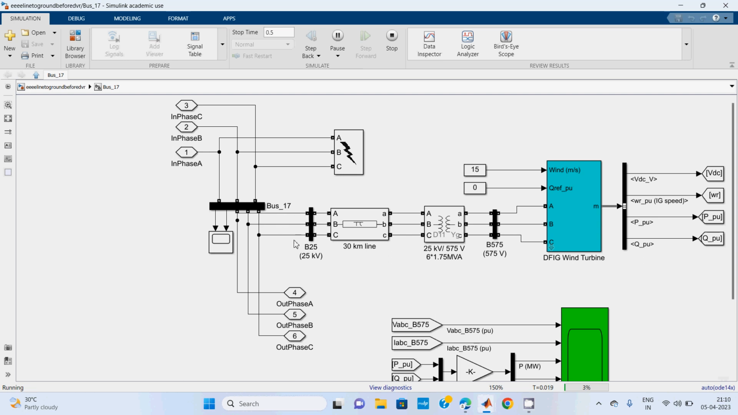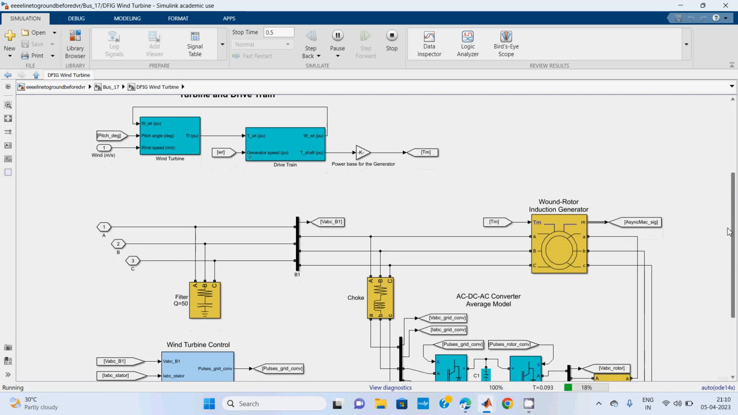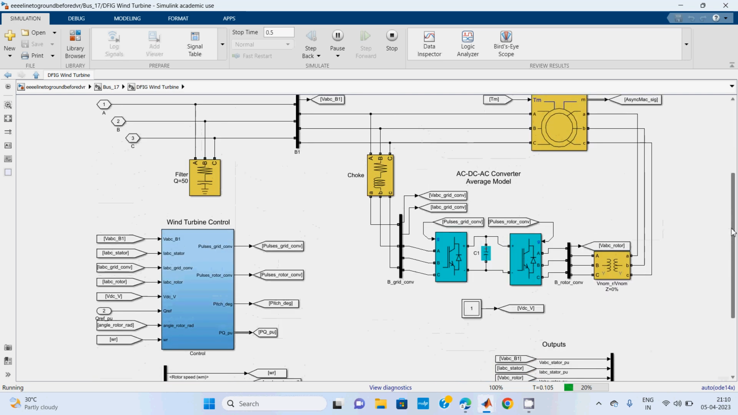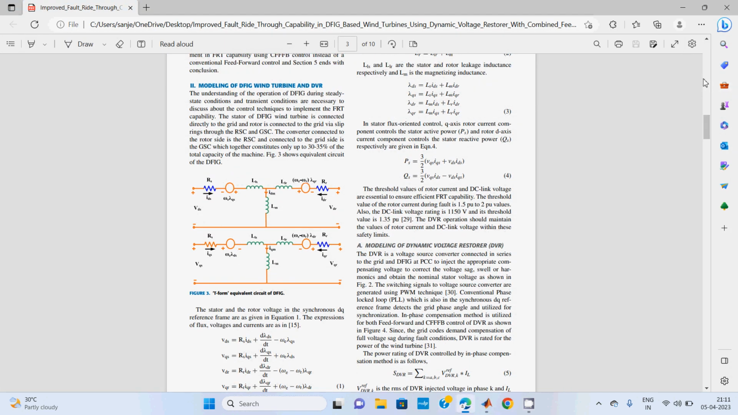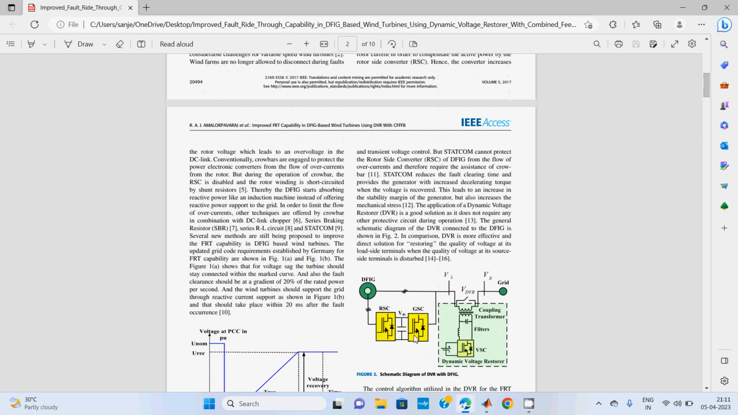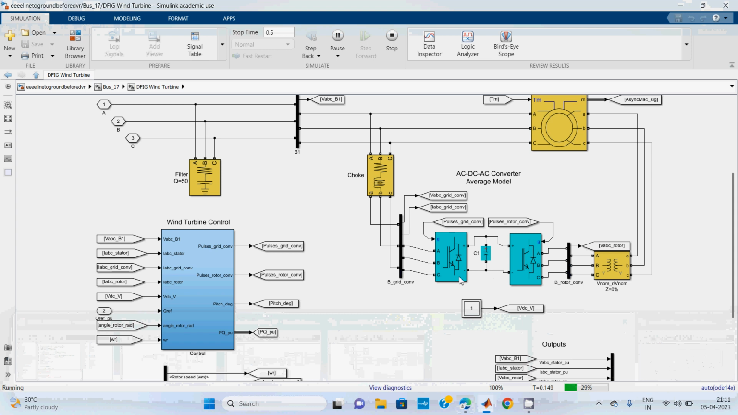It will take some time to run the model. Here I am using a 9 megawatt wind farm. Inside the wind farm, we have a rotor side and grid side controller as in the reference model. This is the reference model I have taken. In this reference model also, they are taking rotor side and grid side converters. In a similar way, we also consider the grid side converter and rotor side converter.